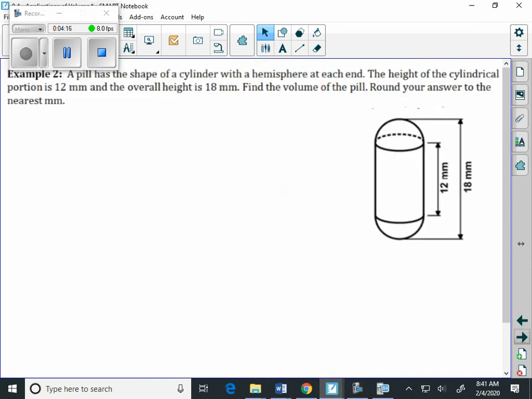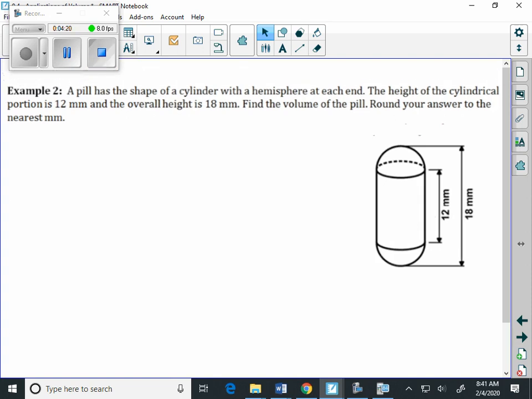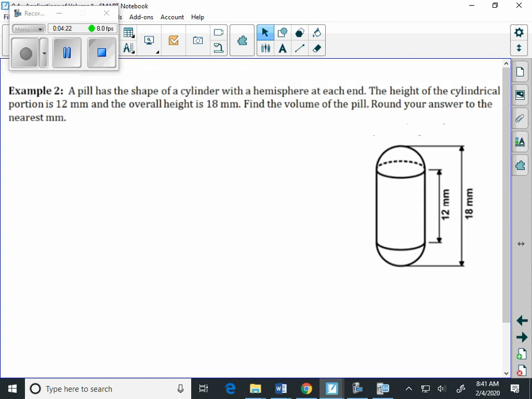Second one, an interesting problem and a popularly asked OST question. It says a pill has the shape of a cylinder with a hemisphere at each end. Remember, a hemisphere is half a sphere. The height of this cylindrical portion is 12 millimeters and the overall height is 18 millimeters, and we want to find the volume of the pill.